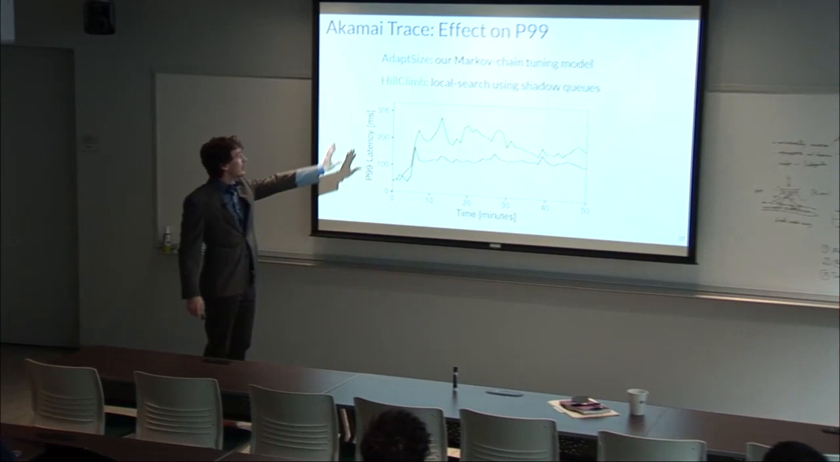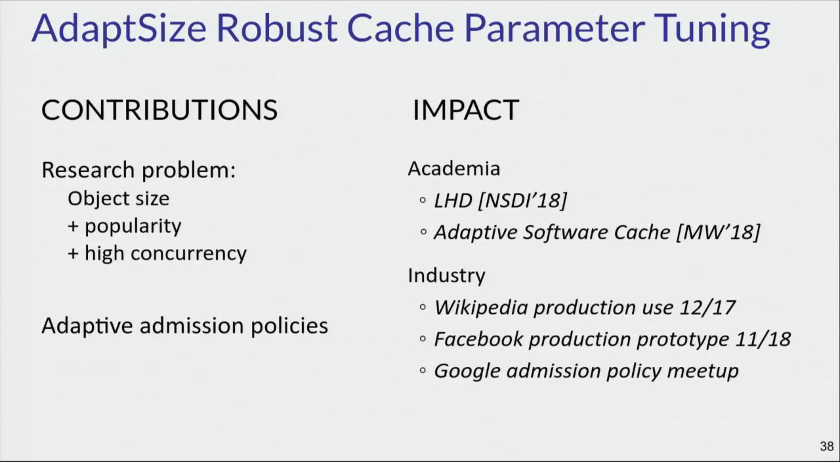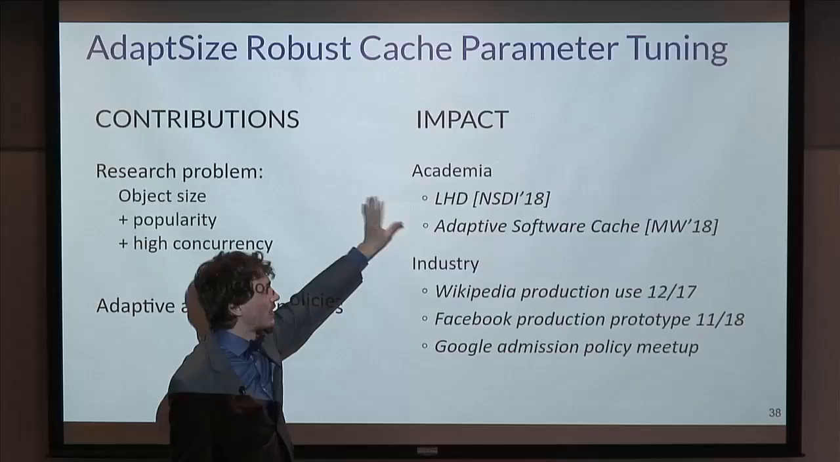We're not just comparing to hill climb, but to the original system that didn't do any admission control at all. Now, this idea that we introduced, the problem that you have to keep track of object size, popularity, and be highly concurrent, has influenced a couple of papers that have come out last year, and several other follow-up papers are still on the way out.